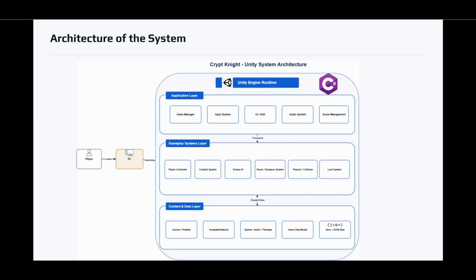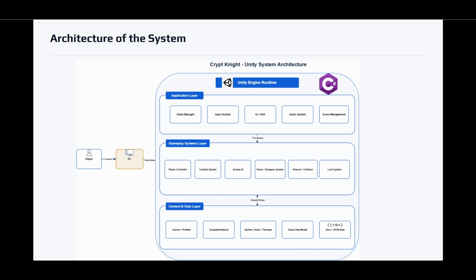The gameplay systems layer is where most of the core project-specific functionality lives. These systems are designed to be modular so that each major gameplay feature can be developed and tested separately while still integrating into the larger game loop. The content and data layer contains the assets and configuration data that supports the gameplay systems. This layer helps separate the actual game content from the logic that uses it, which makes the project easier to modify as new items, rooms, enemies, or assets are added.